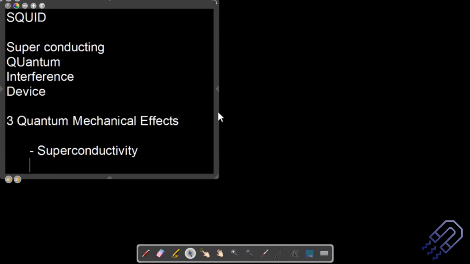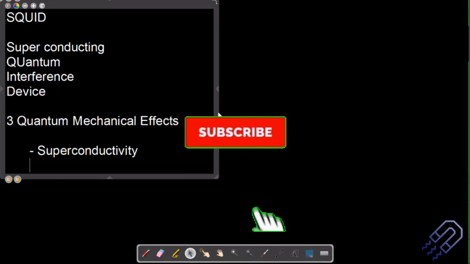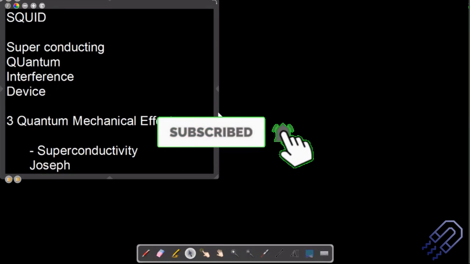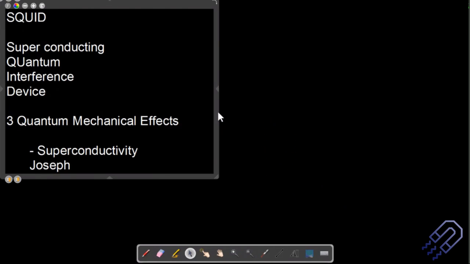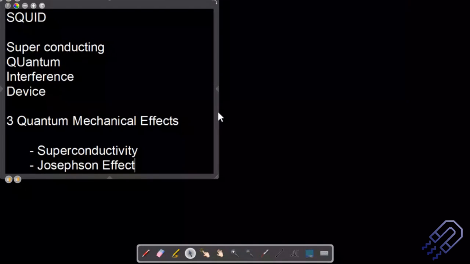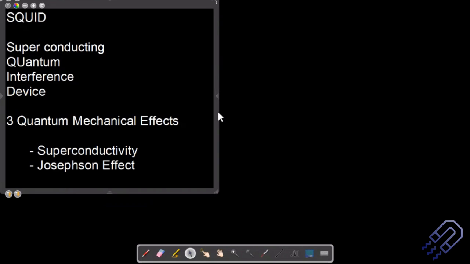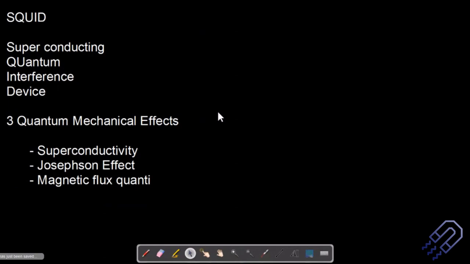And I'm just going to give you a timeline. This is going to be interesting. And then there is something which we call the Josephson effect. This is something which I'm going to explain, and probably I'm going to ask you a question on this also. If I'm asking you one objective question, what is Josephson effect? Please explain. And finally, magnetic flux quantization.